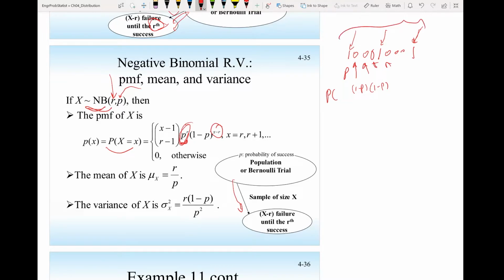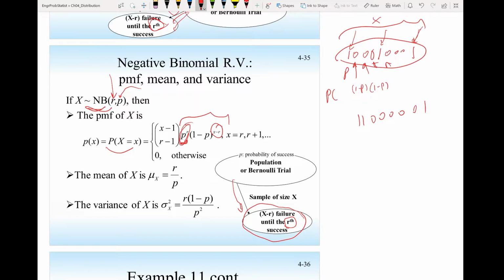X is the number of trials I did, or the size of the sample here. R is the number of successes before you stop. And that will be the probability. Now, how many combinations of these do I have? See, I have 1, 0, 0, 0, 1. I may have 1, 1, 0, 0, 0, 0, 0, 1. So how many combinations will you have?